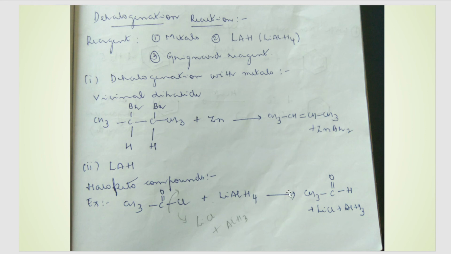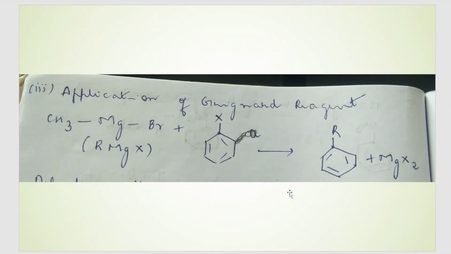AlH3 is left. That is dehalogenation in case of lithium aluminum hydride. And the last type of reagent that we're using for dehalogenation is Grignard reagent, that is RMgX. Here, one of the simplest Grignard reagents that we're taking is CH3MgBr, and this is a halogenated benzylic compound. So here we are supposed to remove this X, that is a halogen that is present. That X here will be removed by the Grignard reagent, and this R part will be substituted here.